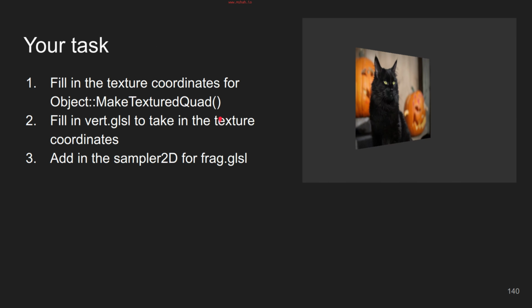Okay, so your task for the lab is going to be to fill in the make texture quad function, add the texture coordinates, fill in the vertex shader, making the updates that I've provided, and then add in the sampler 2D for the fragment shader so that we can sample from the texture information.